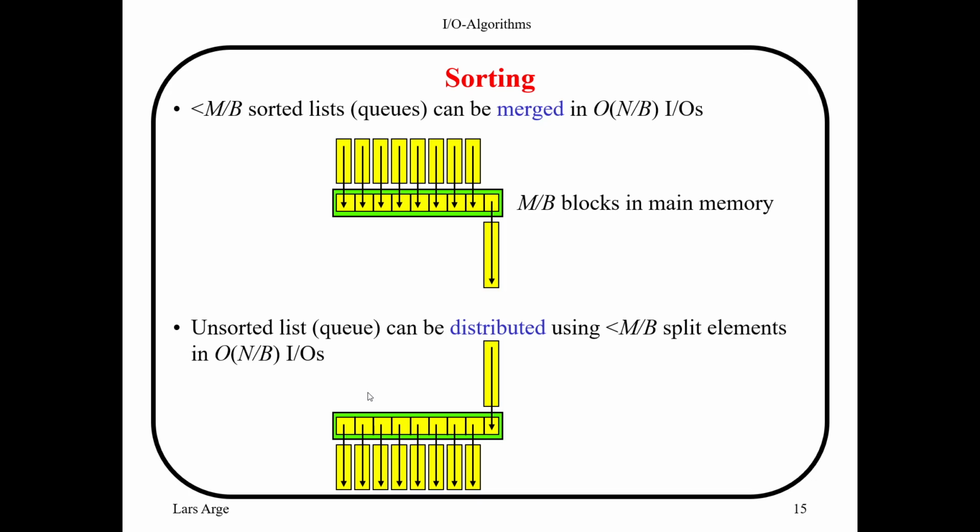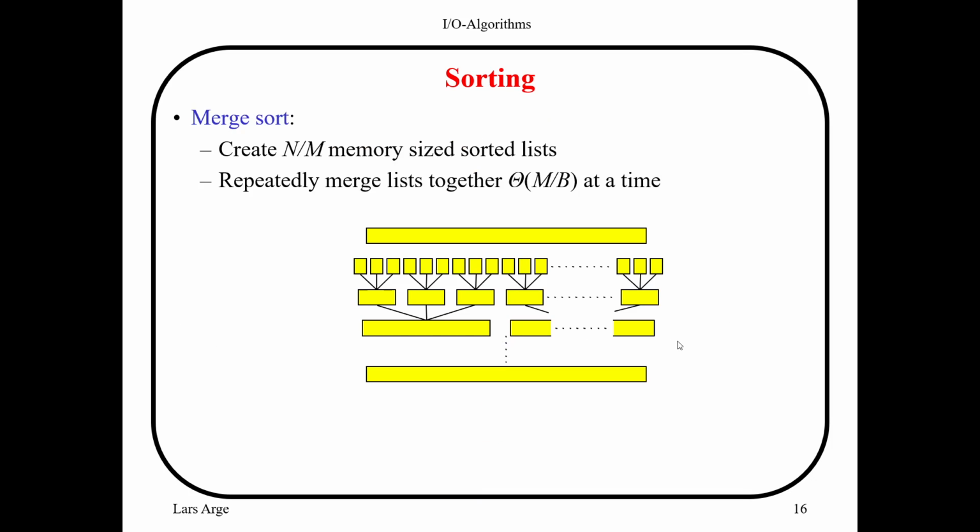And similarly, the other problem is that we can distribute an unsorted list into M over B lists using M over B splitting elements. We can think of it as a generalization of quicksort. In the quicksort algorithm, you have one pivot element and you want to split the array into two halves, one half that is smaller than the pivot and the other half that is larger than the pivot. Here we have essentially M over B pivots, and we want to split this list into that many sublists. So with those things, we can actually solve the sorting problem.